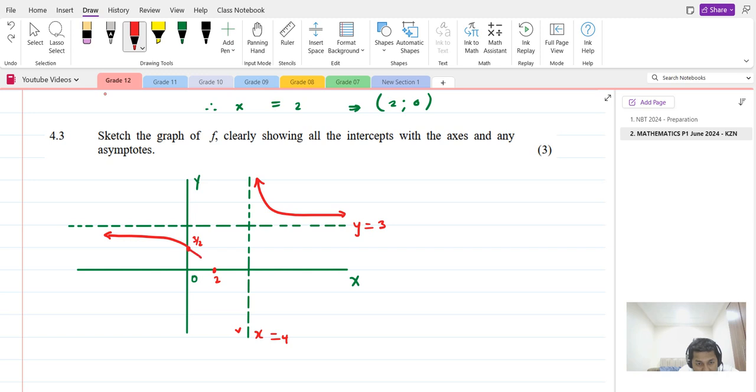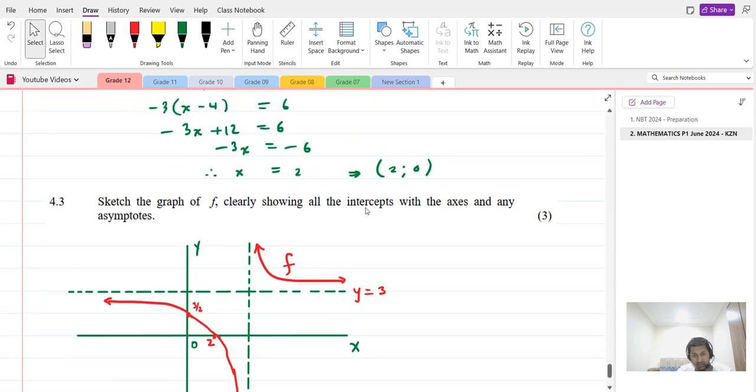Right, that should do. So that's my graph of f. I can label it as f graph, and that's it. 4 and 3, and that's the graph of f.